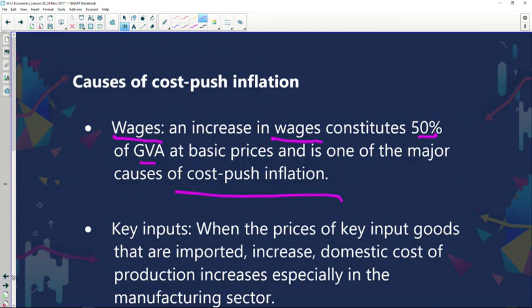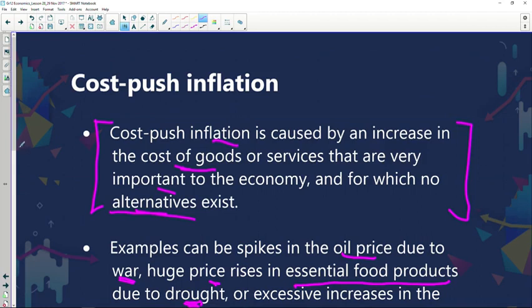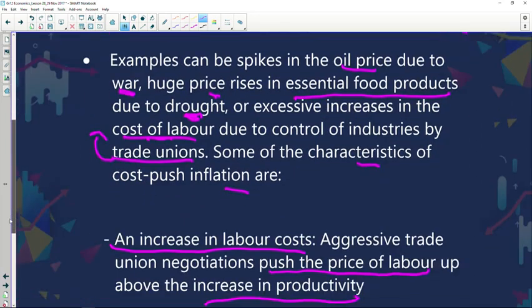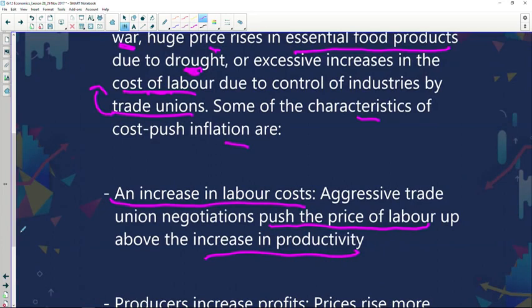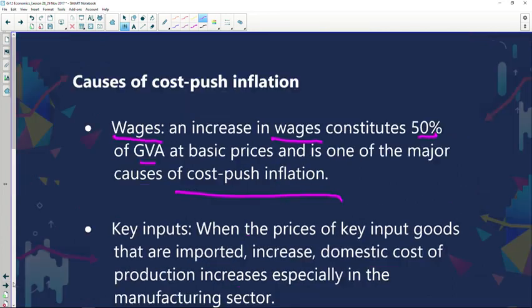So over here we chatted about the fact that now you have trade unions who are involved, and they make these aggressive negotiations that we mentioned over here. So the price of labor becomes very expensive as compared to the cost or the price of production. The price of labor actually goes above the price of the actual production process, and then this results in a situation where we are dealing with cost push inflation.